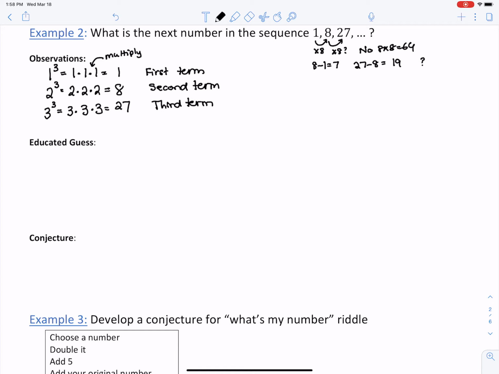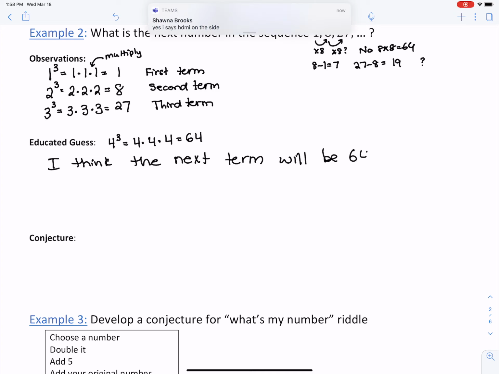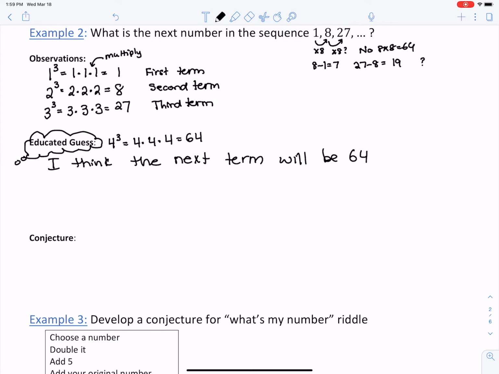My educated guess will be, okay, well, I would assume that the next one might be 4 cubed, which is 4 times 4 times 4, which is 64. So I think the next term will be 64. So when I look at my educated guess, sometimes we can do this with the conjecture as well, based on the patterns we've already noticed. The conjecture is just a fancy way of writing it out.